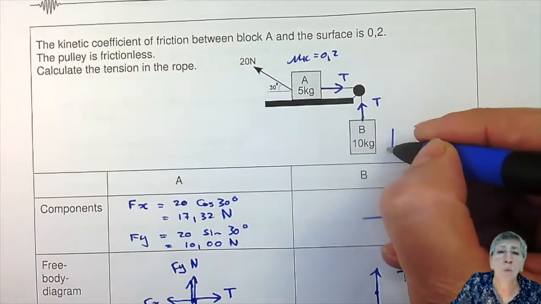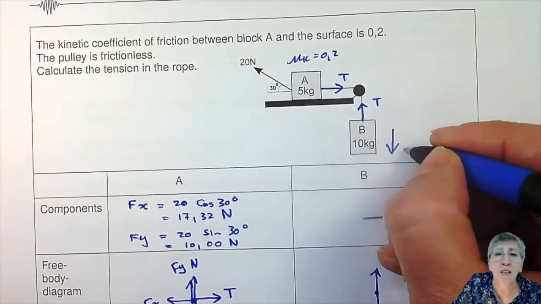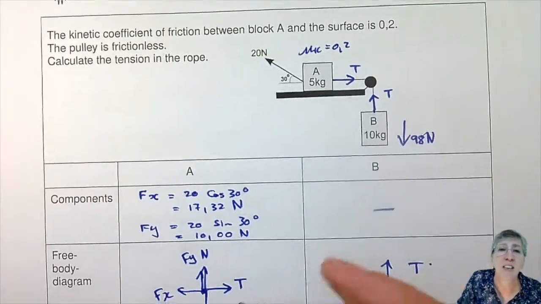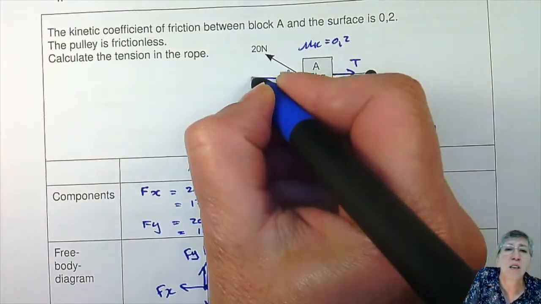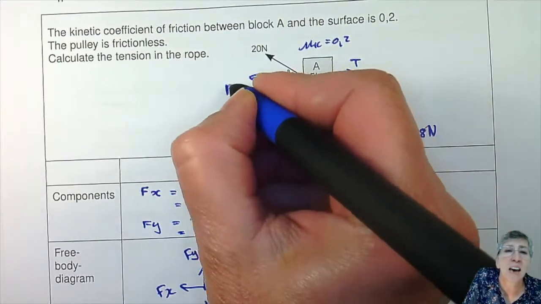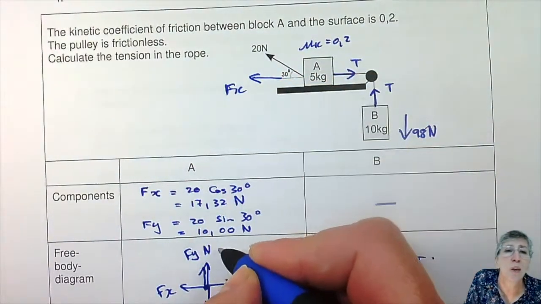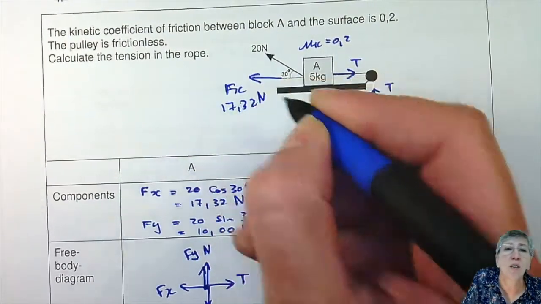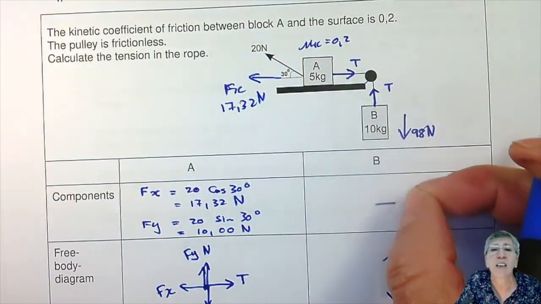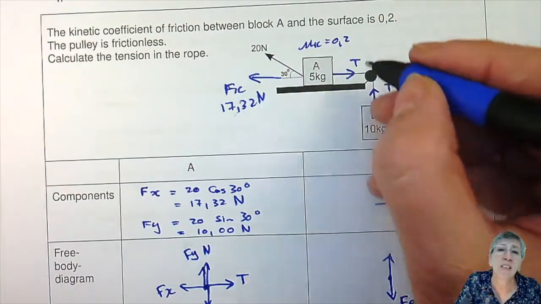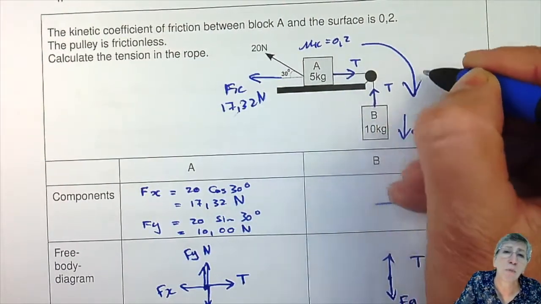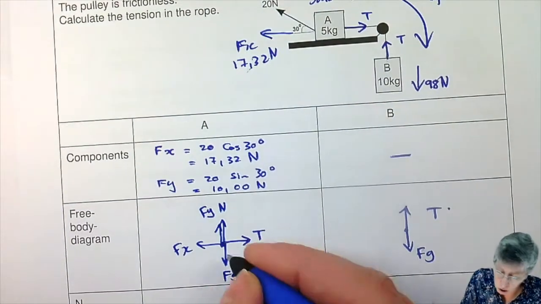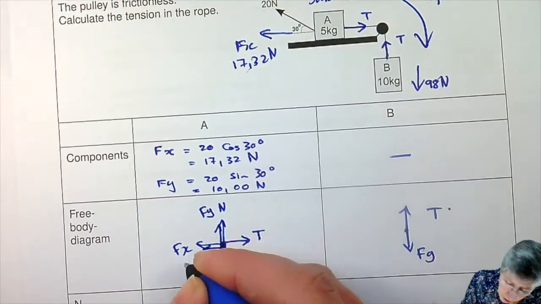So here we've got gravity pulling, the gravity of this one, which is 98 newtons, pulling it down on this side. And on that side, the only thing pulling is that X component. And we've already worked out that is 17,32 Newton. So obviously the pulling on this side is bigger than the pulling on that side, and this whole thing is moving in this direction. And that tells me the friction on this one will be to the left.